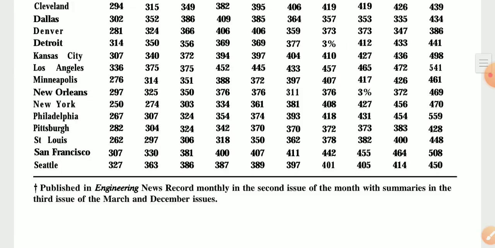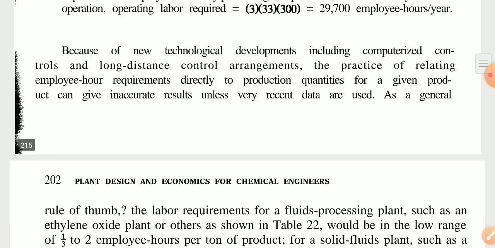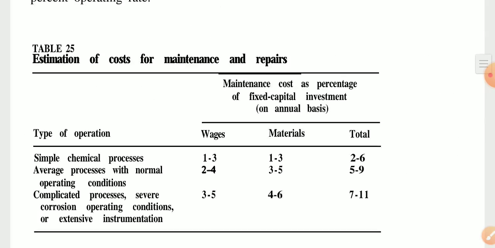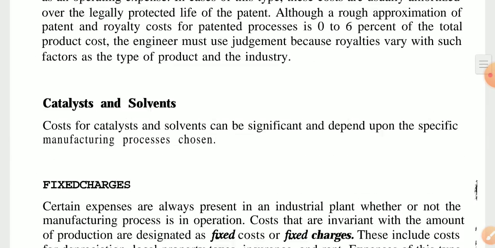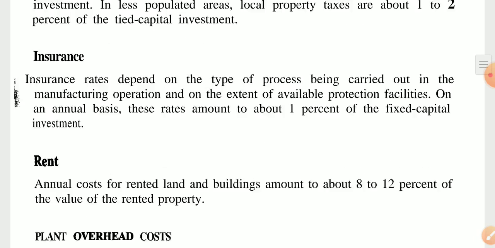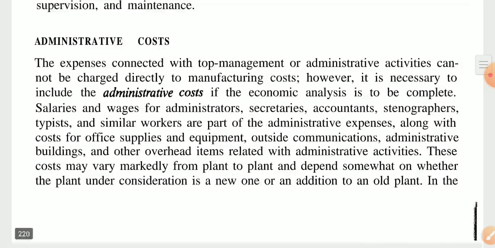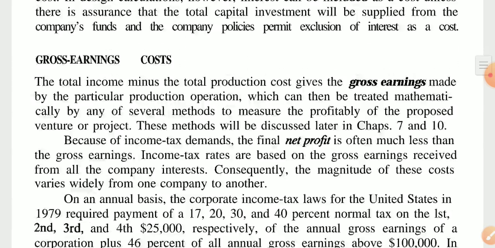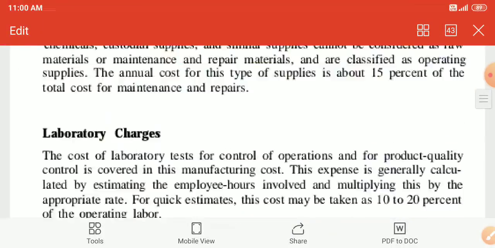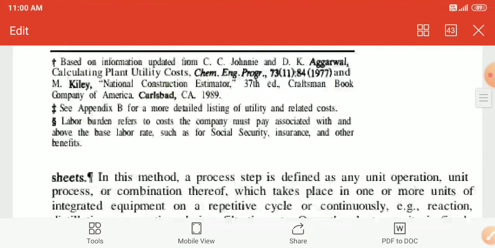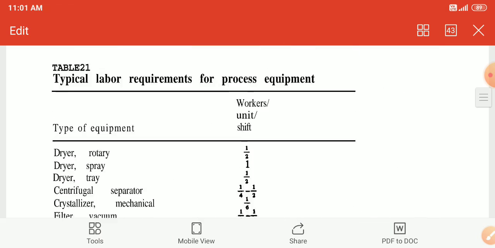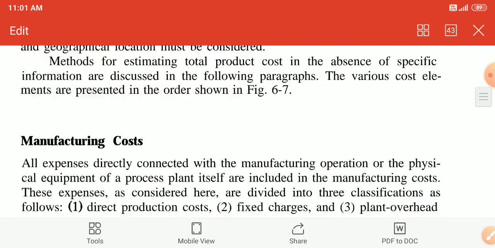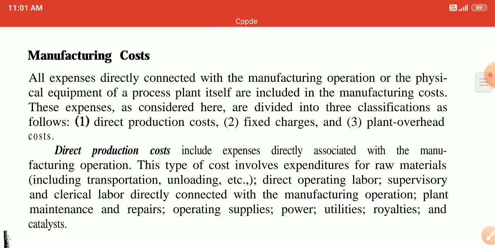Then all these points regarding their estimation, labor requirements, solutions, utilities, maintenance and repair part, operating supply, laboratory cost, patent alloys, catalyst solvents, depreciation, insurance, rent, overhead cost, okay, administrative cost, distribution and costing, research and development cost, interest. All these points are in this part. Simply, a manufacturing part is generally 3 points જે આપણે જોઈ ગયા છે.